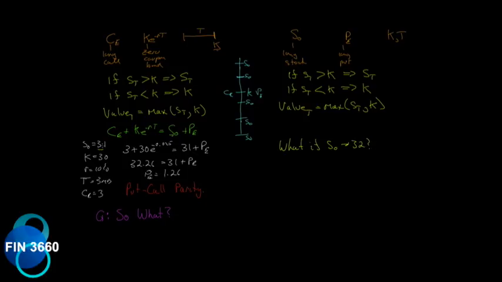Now we're going to see what happens when it goes to $32. Is there anything we can say about the call and the put, or the relationship between the call and the put based on what we've learned here? Well, recall that the call plus the zero coupon bond must equal the stock price plus the value of the put.